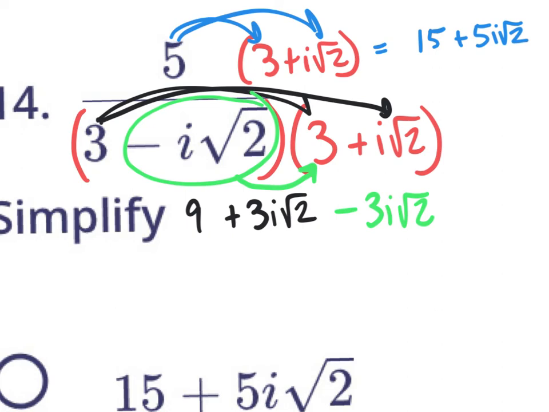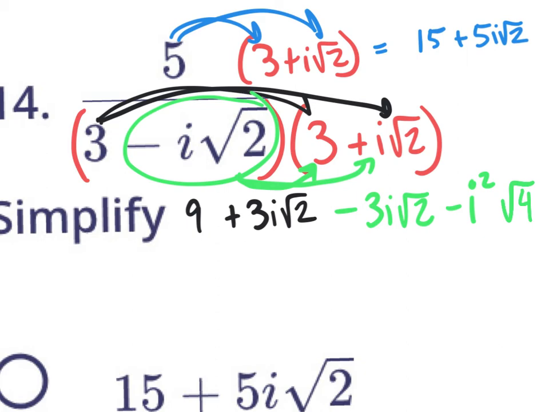Last but not least, let's distribute negative i√2 times positive i√2. So what is a negative times a positive? It will be a negative. And what is i times i? It'll be an i squared. And what is the square root of 2 times the square root of 2? That is the square root of 4. So that's what we have on the bottom so far. We still need to combine like terms and simplify.